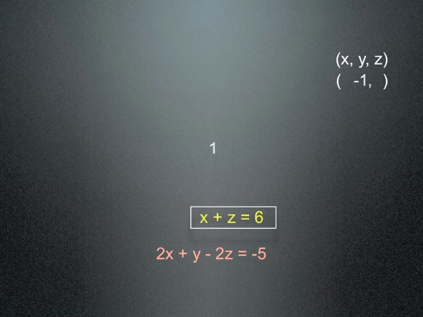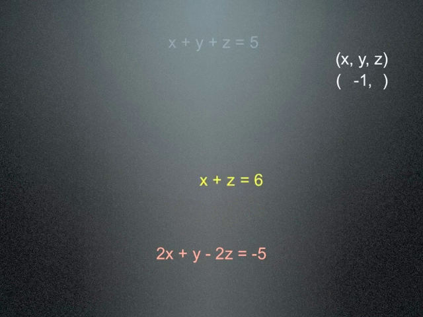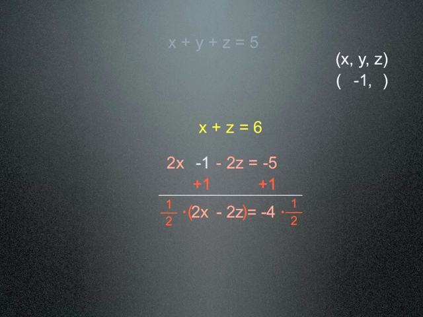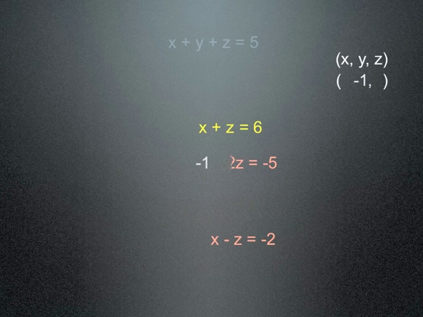Let me get rid of all this stuff. There it is. And move the equations around just a little bit. There we go. Now I'm going to put -1 in the orange equation, right there, and add 1 to both sides of the equation. So it becomes 2x minus 2z is equal to -4. I'm going to multiply both sides of the equation times 1/2. There we go. And that equals x minus z is equal to -2.